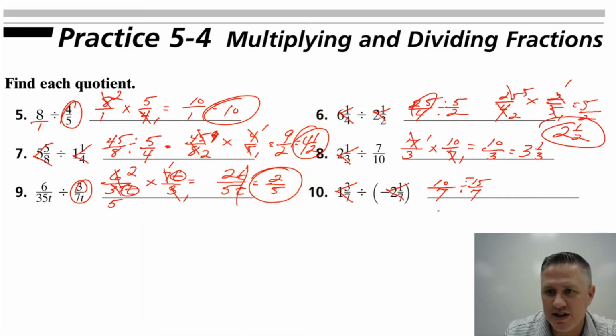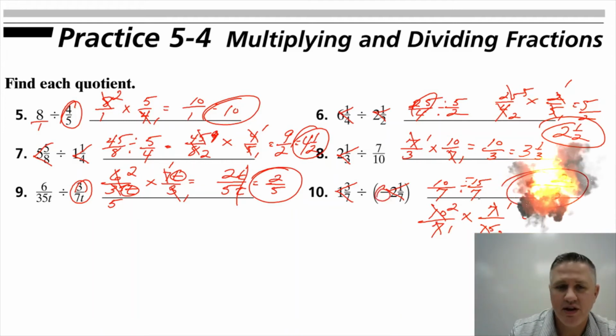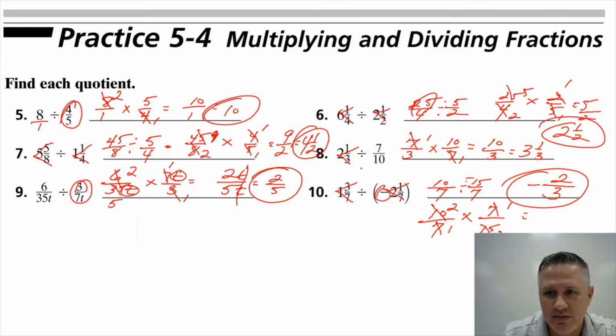And your final section here, 10/7. Okay, we're going to flip this guy, 7/15, and multiply. This becomes a 2, this becomes a 3, this becomes a 1, this becomes a 1. You wind up getting 2/3. But remember, one of these is negative, so your answer is negative. Right? And it's always a good idea to go back and double check and say, all these are positive, so I get all positives. This is the only one with a negative, so my answer is negative.